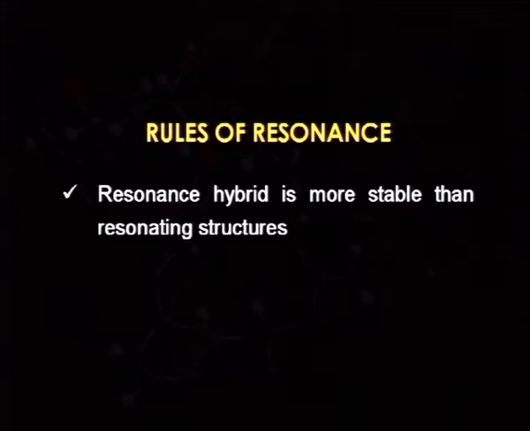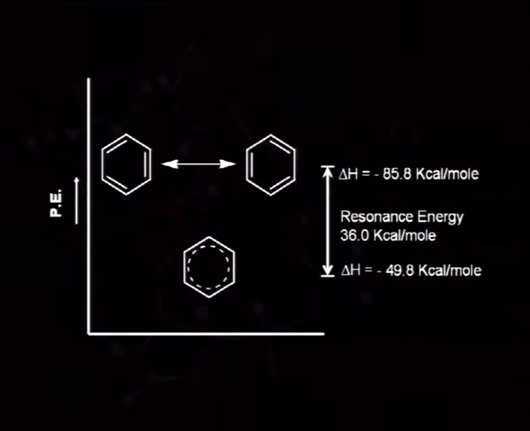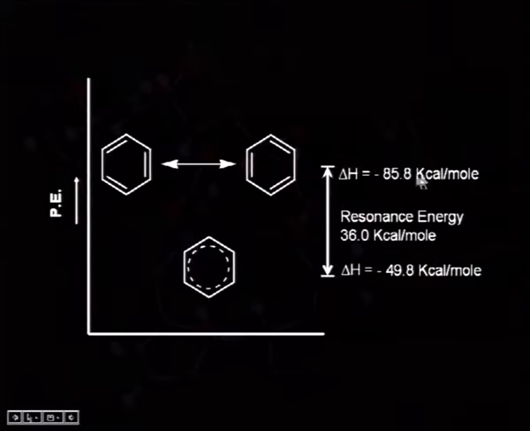Another important rule is that the resonance hybrid is more stable than the resonating structures. This we have learnt when we were understanding the concept of resonance energy, where benzene is much more stable than its hypothetical structure of 1,3,5-cyclohexatriene. Here we can see once again the same diagram, that benzene has a lower heat of hydrogenation than the heat of hydrogenation predicted for the 1,3,5-cyclohexatriene molecule.